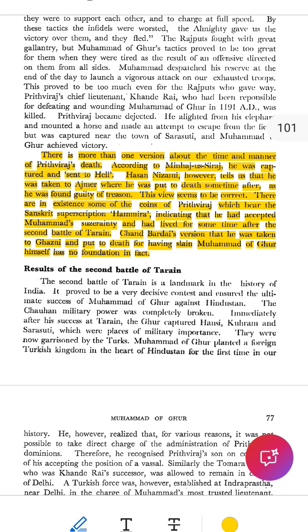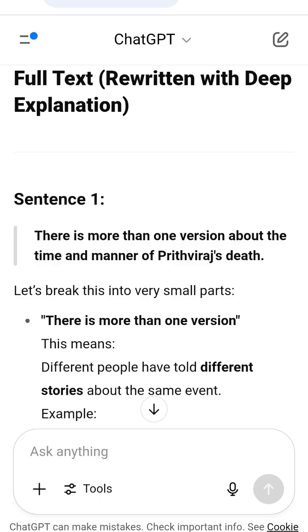Deep explanation. Minhaj Siraj was a Muslim historian who wrote around 1259 CE. In his book Tabaqat-i-Nasiri, he says Prithviraj was captured in battle by Muhammad of Ghur and then killed with no mercy shown. The phrase sent to hell reflects Minhaj's religious and political bias. He saw Prithviraj as an enemy and infidel, so he believed his death was deserved punishment. This version portrays Prithviraj as a defeated villain.